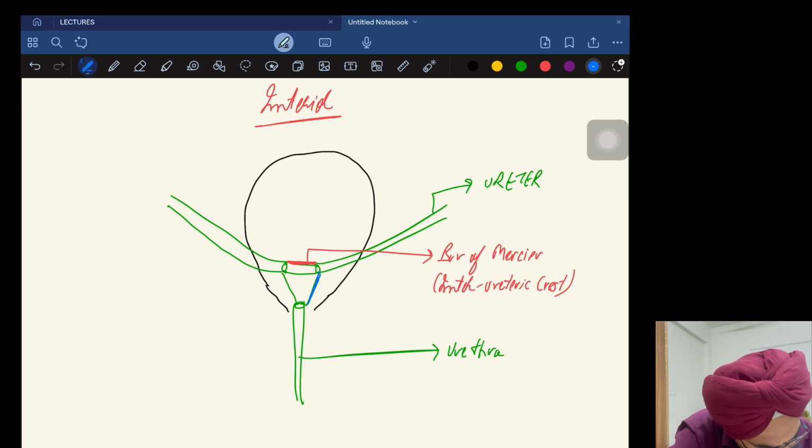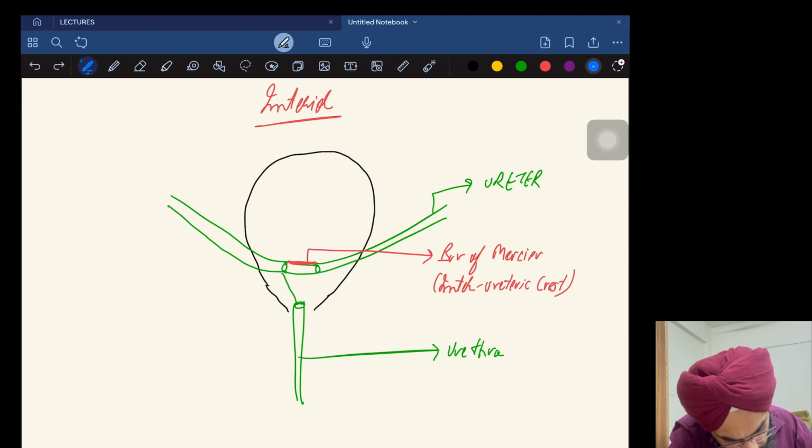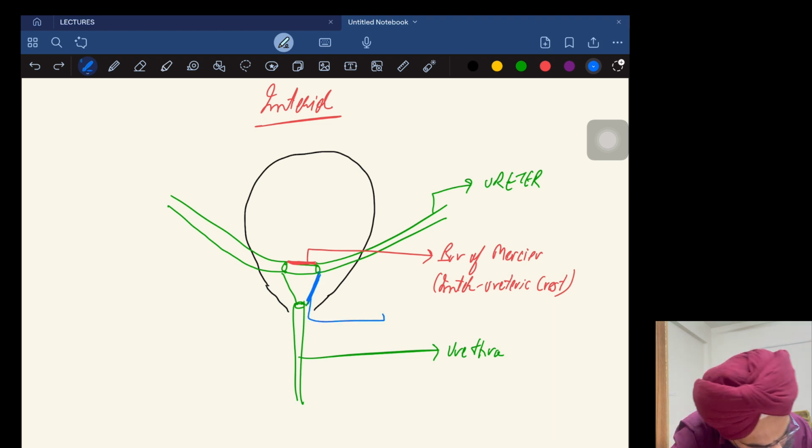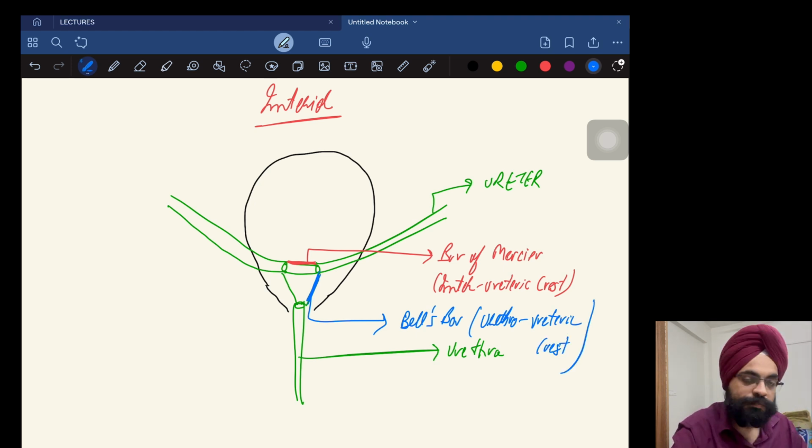you have another longitudinal fold that is formed by the longitudinal muscle coat of the ureter, but there is a little controversy in this, but stick to this. So the one that I've drawn in blue color, this is Bell's bar or ureteric crest.